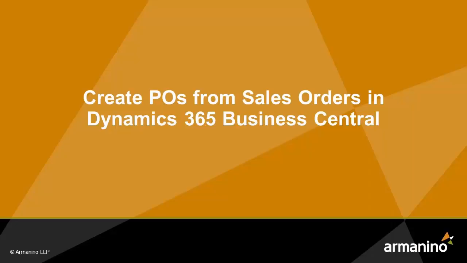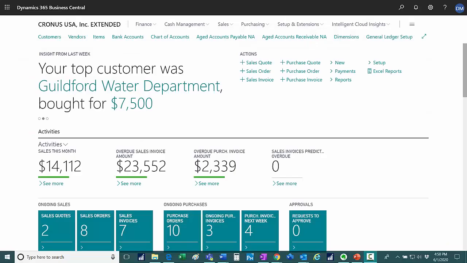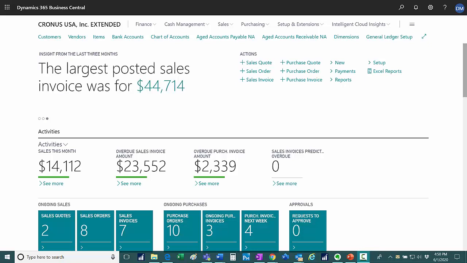To show you how you can generate purchase orders from sales orders one at a time. Why this is nice is if you put a sales order in and you're out of that item, you can immediately generate a purchase order from the sales order and then track the allocation of that item until you receive it and then go ahead and ship it to your customer. So let's take a look at it.